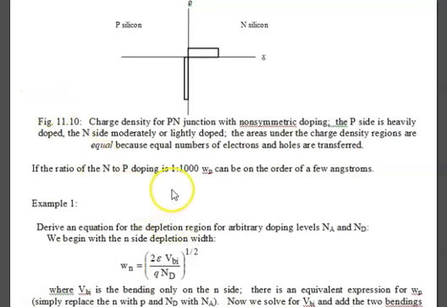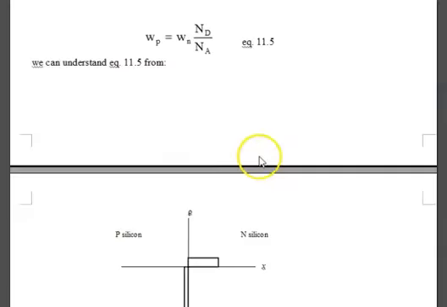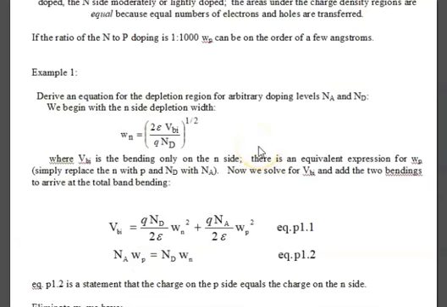Okay, so we're going to start with example 1, which will allow us to develop the equation that we seek, which is here, 10.3. Actually, this should be 11.3. I'm sorry about that. It's chapter 11, not chapter 12. Okay, so we start with the total band bending, which is equal to the band bending on the N side added to the band bending on the P side, and this very important equation which scales the depletion region widths as functions of band bending.